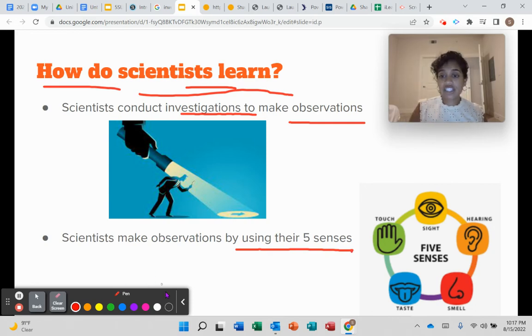Our five senses are touch, what can we feel? Sight, what can we see? Hearing, what do we hear? The noises. Smell, what do we smell? Maybe it's those lovely cookies in the oven, or the popcorn, or just that good smelling candle. And taste, what do things taste like? What does that popcorn taste like? What do those cookies taste like? What does the air taste like, right? All of these are our five senses. And scientists are making observations using their five senses.